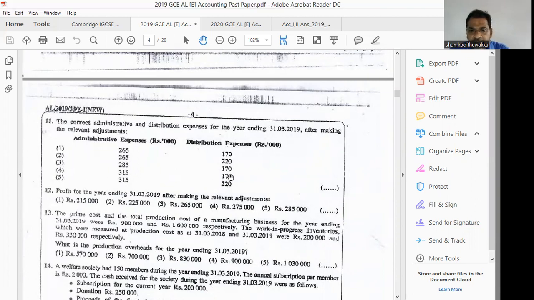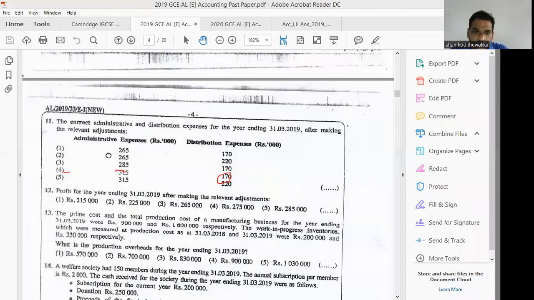170 is available in answer number 4. Therefore, our answer is number 4. Administrative expenses 315 and distribution expenses 170. Right, the answer is the fourth one. When you consider the correct answer, it is the fourth one. This is the answer: 315 and 170. This one is the distribution expense 170, right?